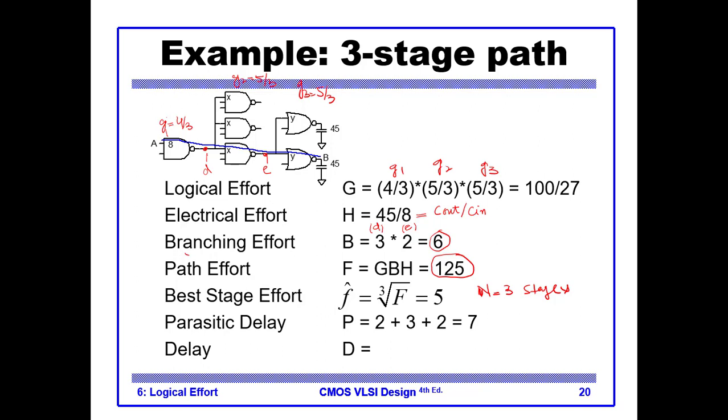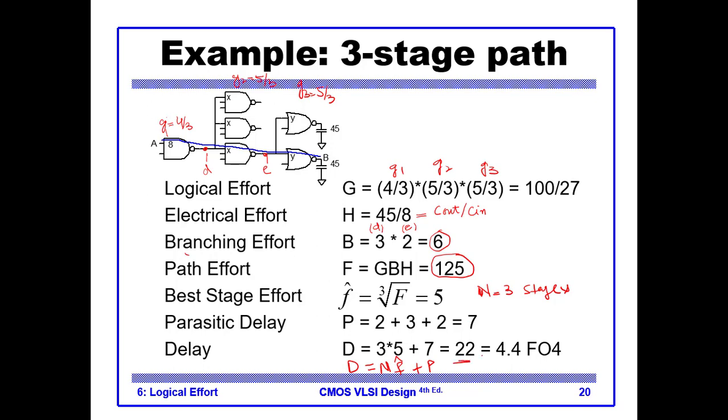Okay, and finally the delay. So the final delay is capital D is N F cap plus P. So N is 3, F cap is 5, and capital P is 7. So it is equal to 22.